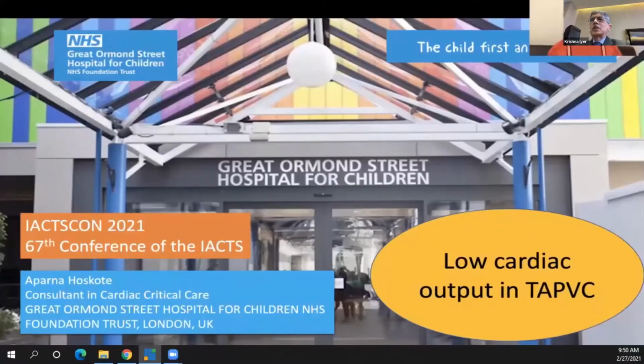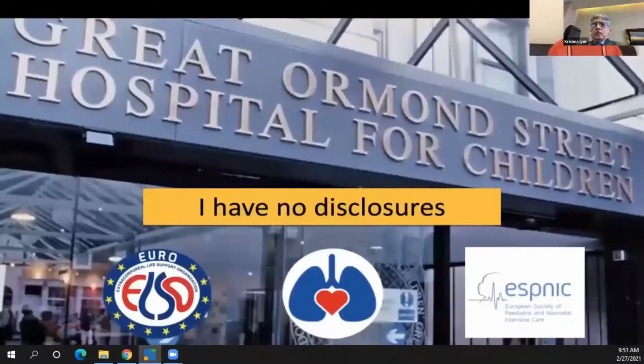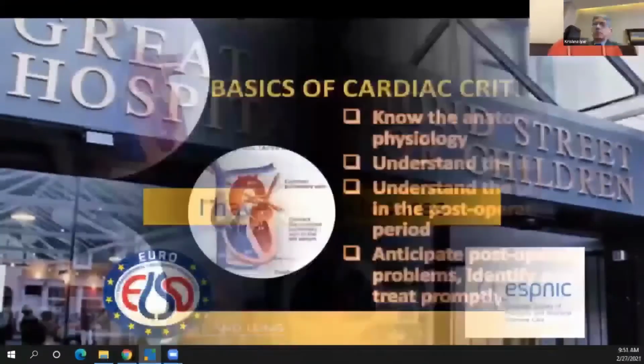Hello, my name is Aparna Hoskote. I'm a consultant in cardiac intensive care in Great Ormond Street Hospital for Children in London, UK. Today I'm going to talk about low cardiac output in TAPVC, total anomalous pulmonary venous connection. I have no disclosures. I am part of the Euro-ALSO Scientific Committee, and I'm also the section chair for cardiac ICU and mechanical circulatory support in the European Society of Pediatric and Neonatal Intensive Care.